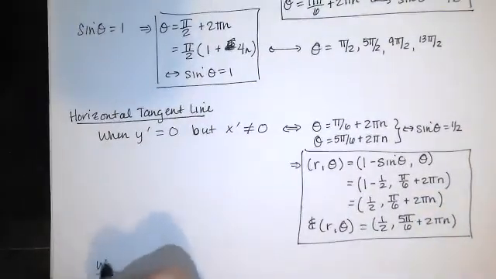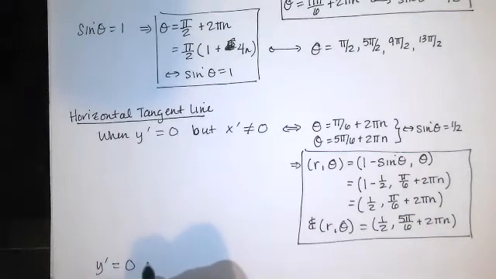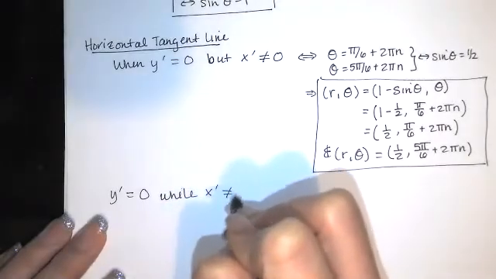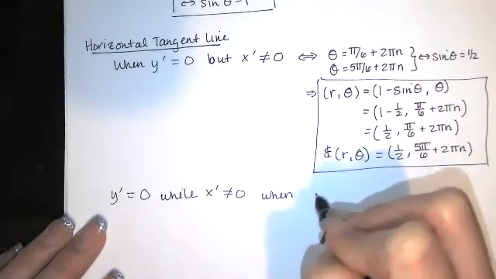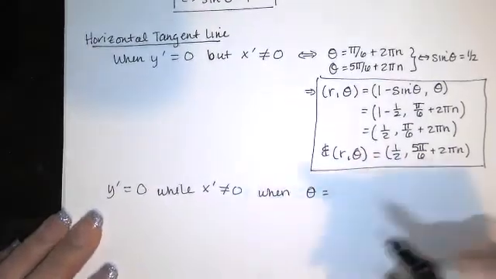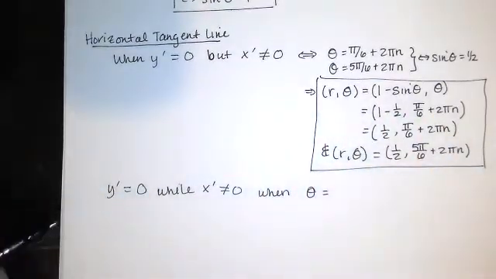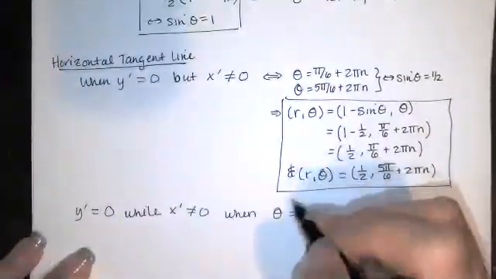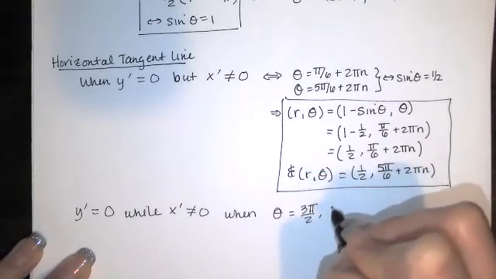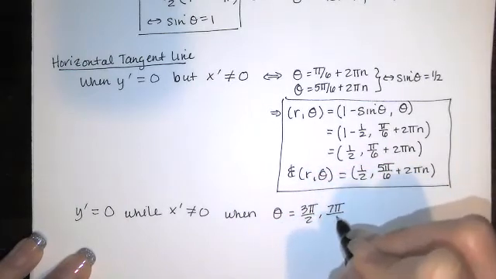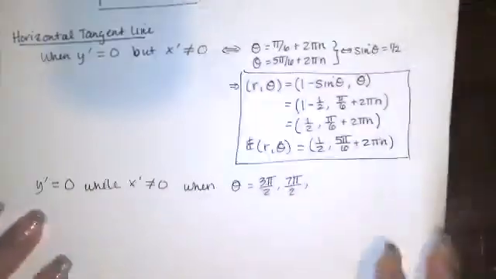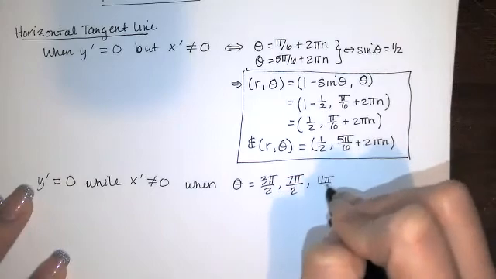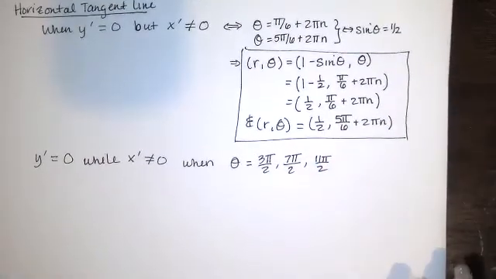So we'll say y prime of theta equals 0, while x prime is non-zero, when theta equals odd multiples of pi over 2 that are not a member of this family. So 3 pi over 2, 7 pi over 2. So we take 3 pi over 2 and we keep adding 2 pi, 11 pi over 2, and so on.